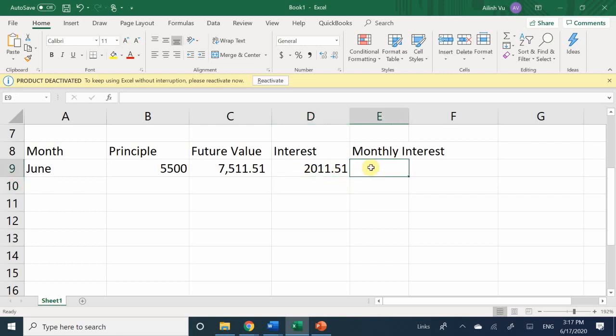2,011.51. Okay? Now, I want that to be calculated as a monthly amount. How am I going to calculate that? Divide that by 12. All right, but how many years do I have to pay this bill? You have 5 years. So what is 5 times 12? 60 months. So I have 60 months to pay this entire thing.